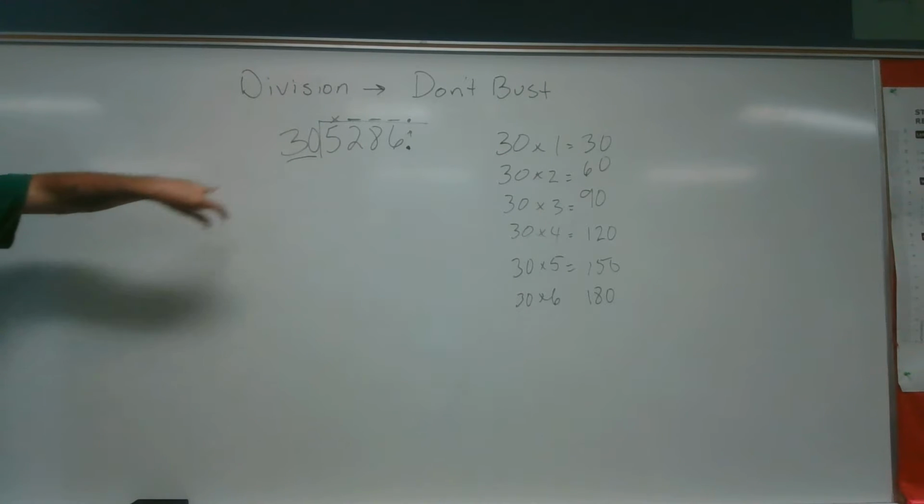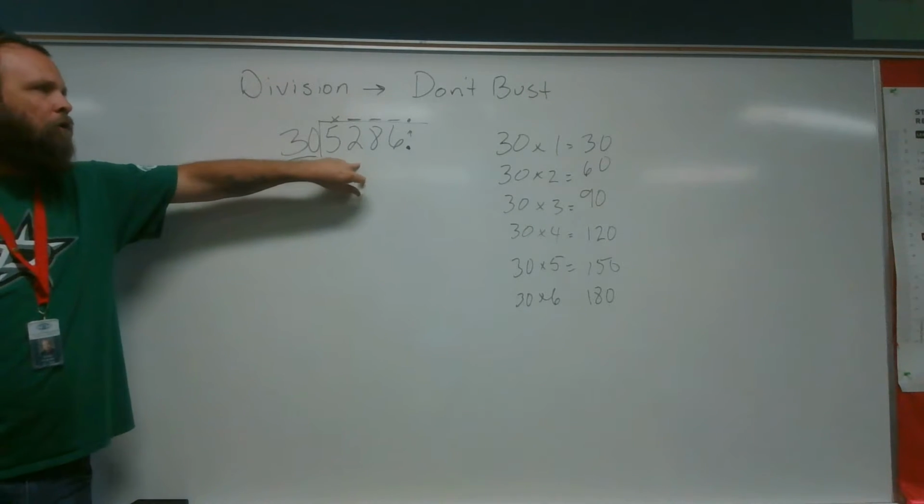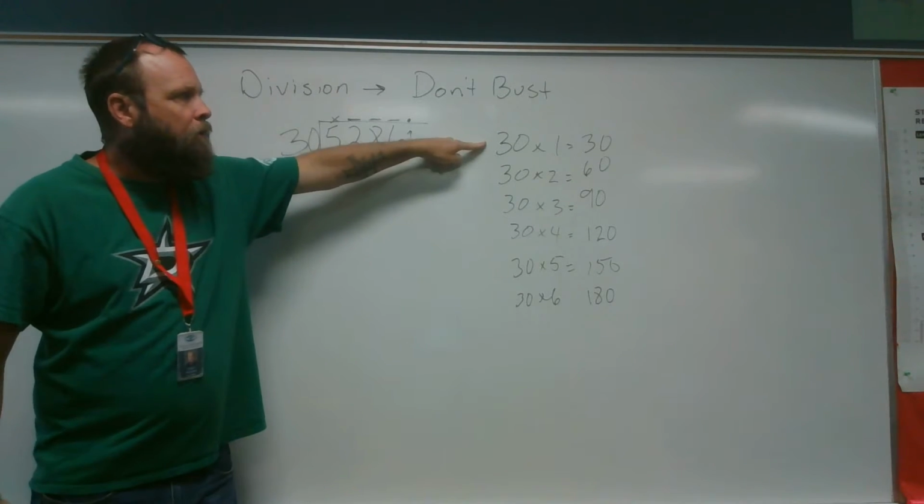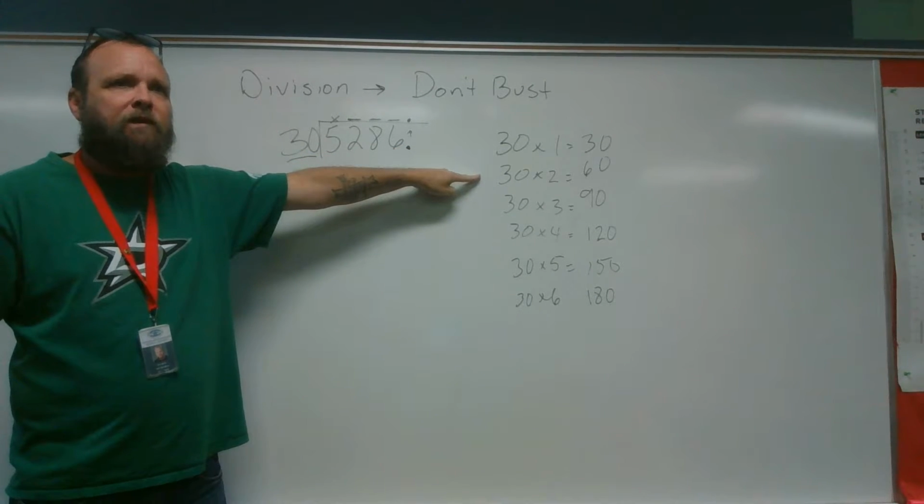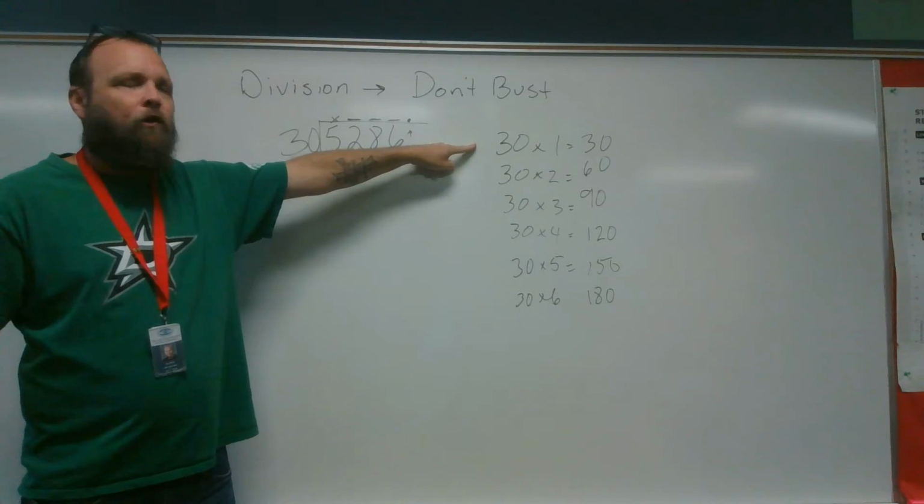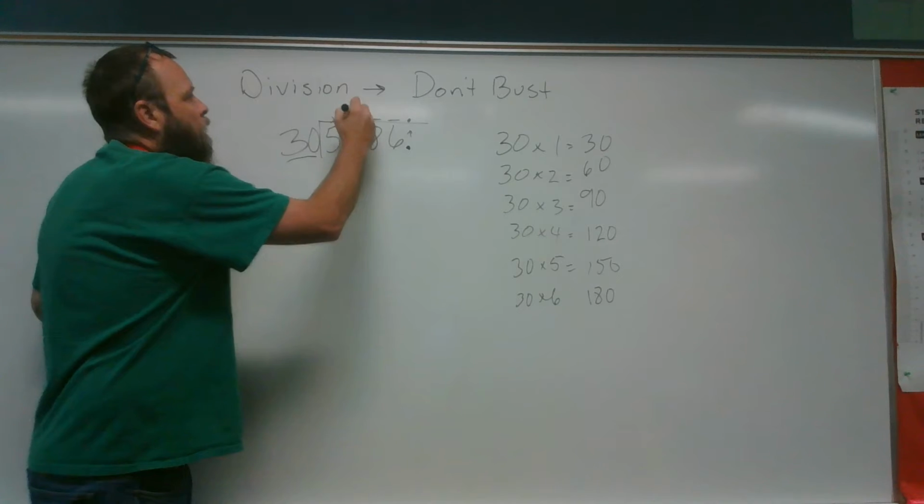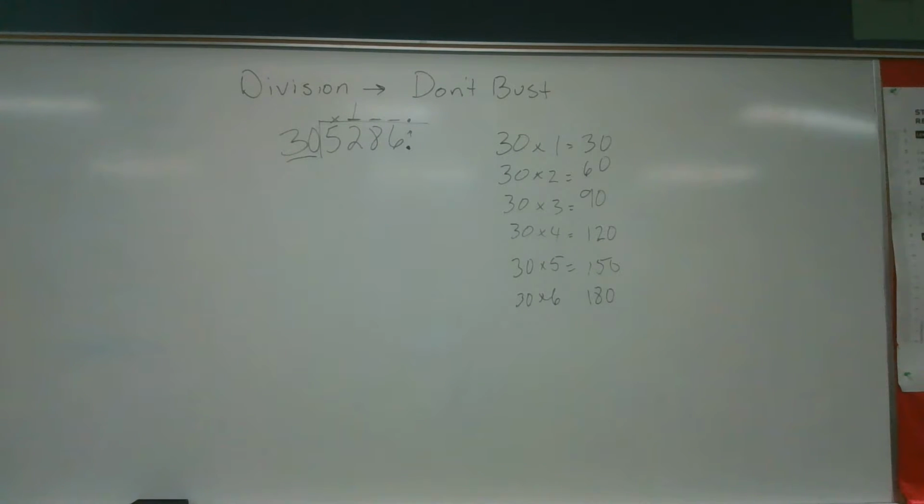So now Ian, how many times does 30 go into 52? I can look here. 30 times 1 is 30. What is 30 times 2, Ian? 60 is too big, right? That would bust. So I need to go to 1. So 30 times 1, what did we say 30 times 1 was, Ian? 30.